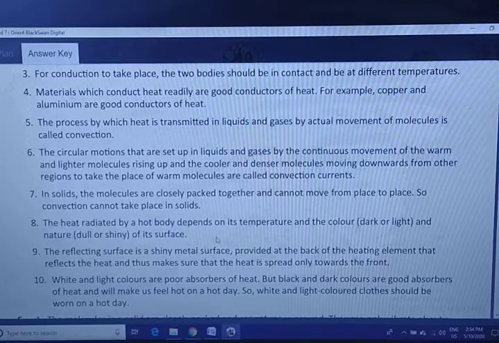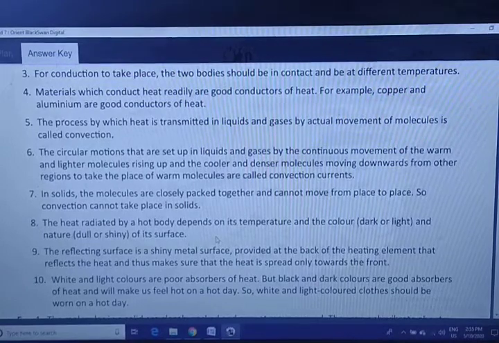6th one is, what are convection currents? Very, very important. The circular motions that are set up in liquids and gases by the continuous movements of the warm and lighter molecules rising up and the cooler and denser molecules moving downwards from other regions to take the place of warm molecules are called convection currents. So these were the question number 6.